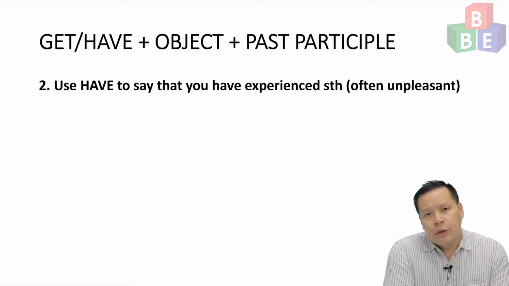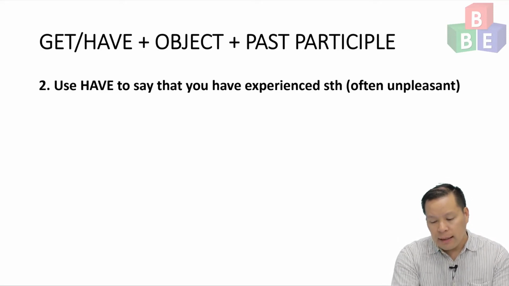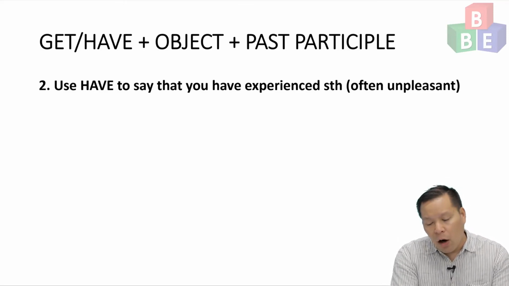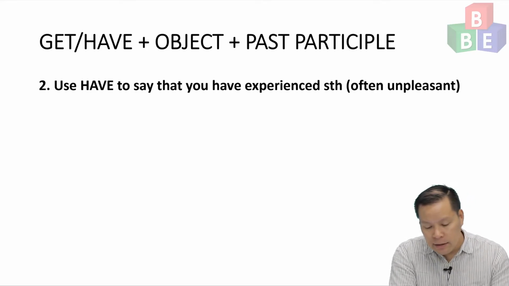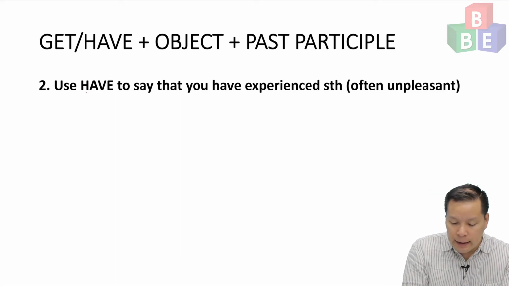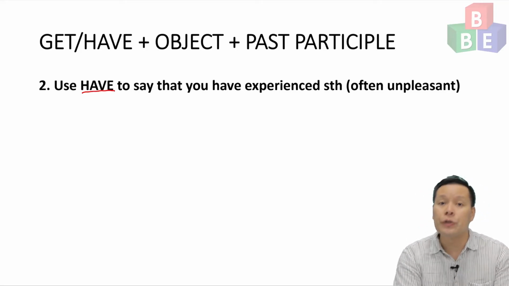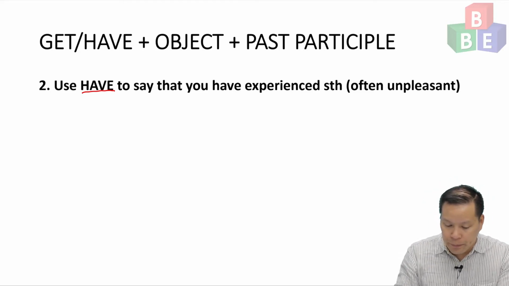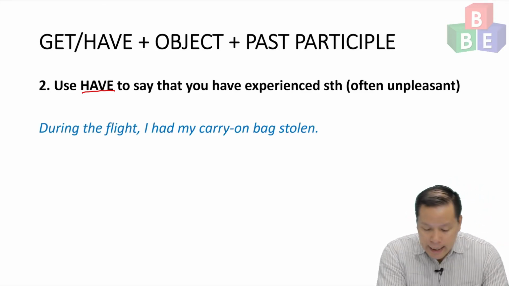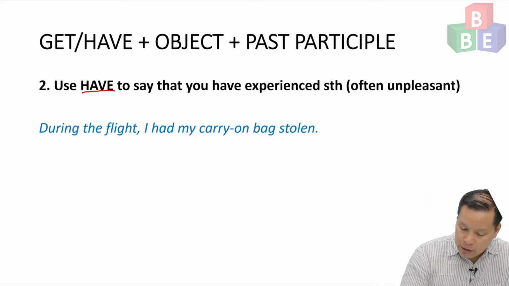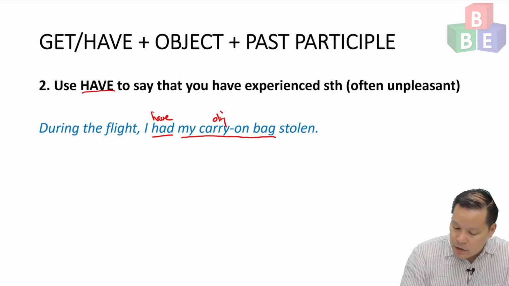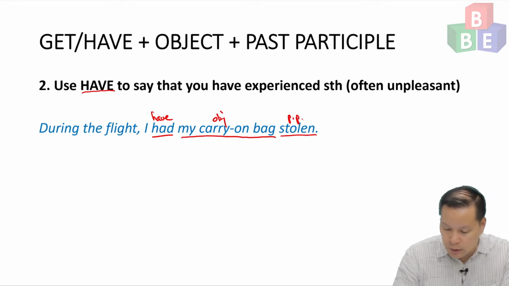The second reason why we use this structure is to talk about experiences. Often these experiences tend to be unpleasant. In this structure, we use only the have verb. We don't use the get. So for example, during the flight, I had my carry-on bag stolen. So if we have a look at the structure, here I have my have verb. My carry-on bag is the object, and stolen is the past participle.